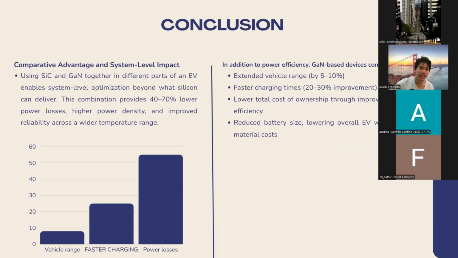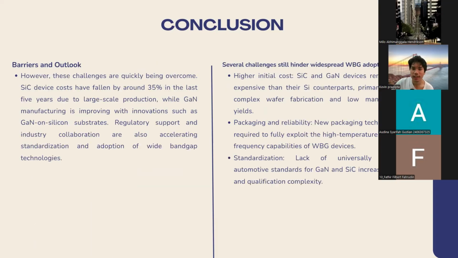Using SiC and GaN in different parts of the EV enables system-level optimization beyond what silicon can deliver. This combination provides 40 to 70% reduction in power losses. On the right side, these devices contribute to extended vehicle range, faster charging time, lower total cost, and reduced battery size.